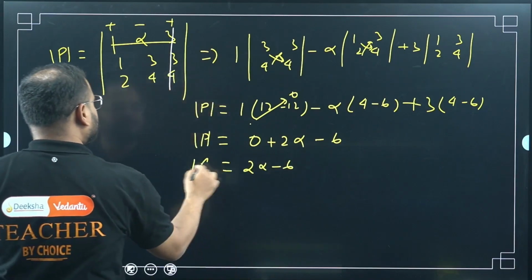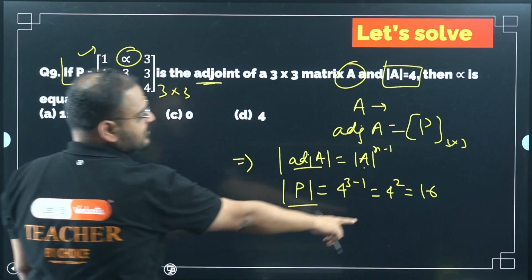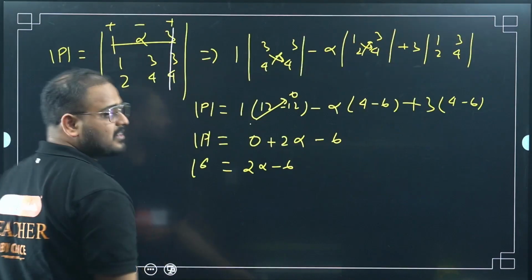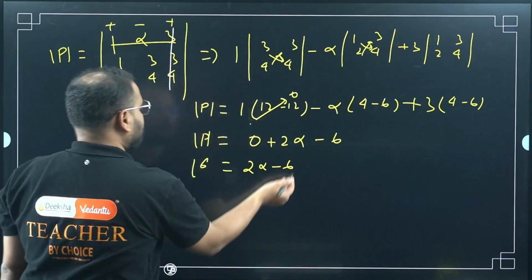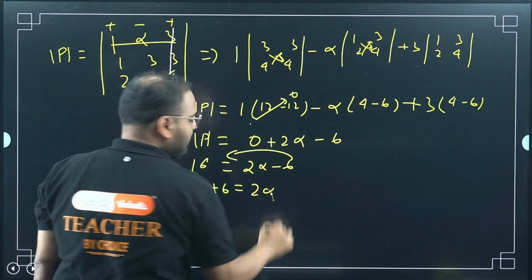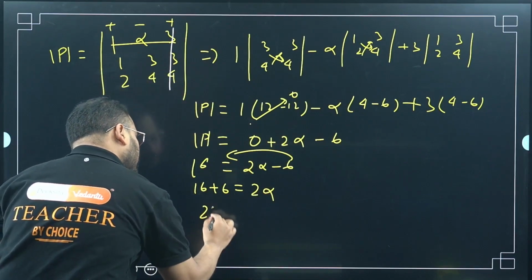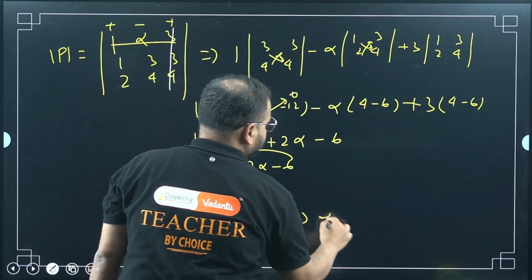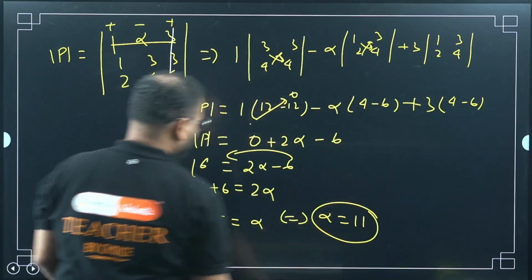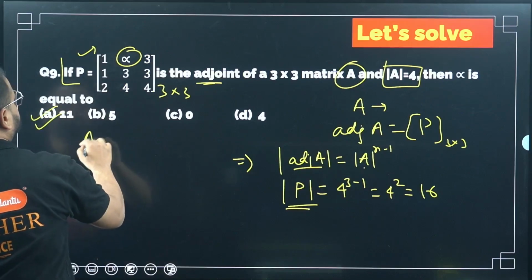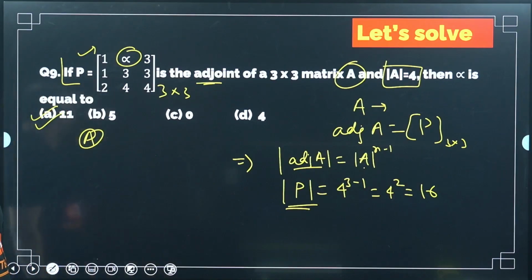This is given as 16. Check here. Determinant P is equal to 16. We got this from the result that is given in the question. So bring this 6 over here, it becomes 16 plus 6 equals 2 alpha, right? So this is 22 by 2 equals 11. Alpha equals 11. Any answer matches this? Option A. Option A is my answer.